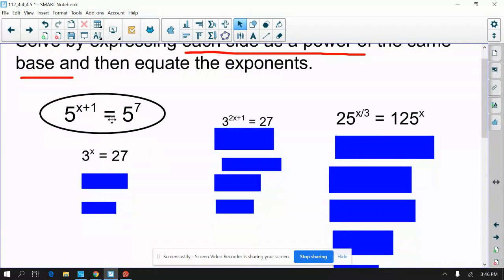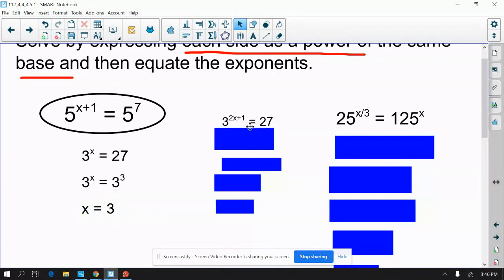So this is the main idea. Can you get to an equation where you have two bases that are the same? And then you just equate the exponents. So for example, 3 to the x equals 27. Well, I can make 27 with a base 3. 27 is 3 cubed. And now I can clearly see that, oh, for these two to be equal, x has to be 3.